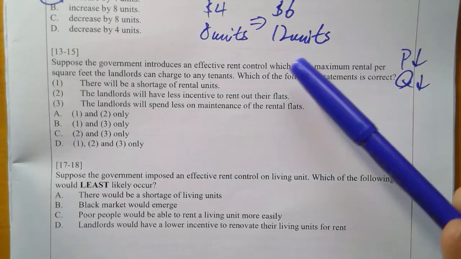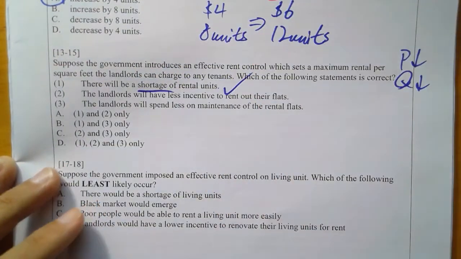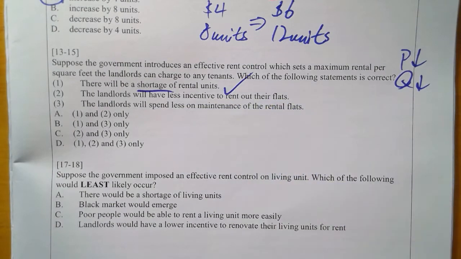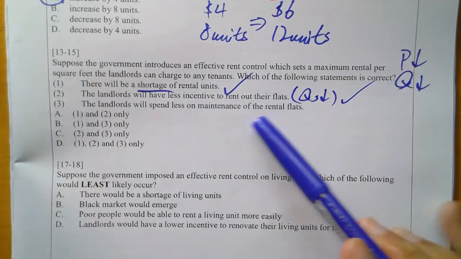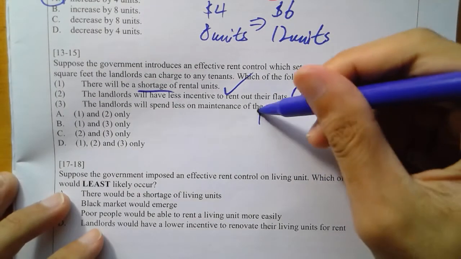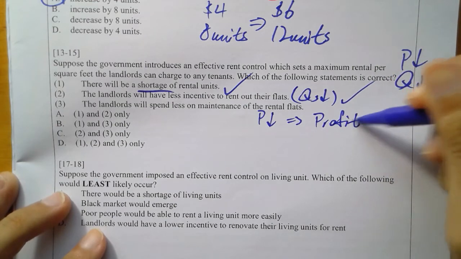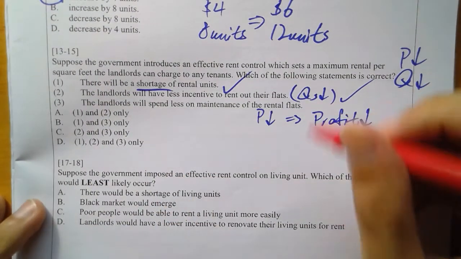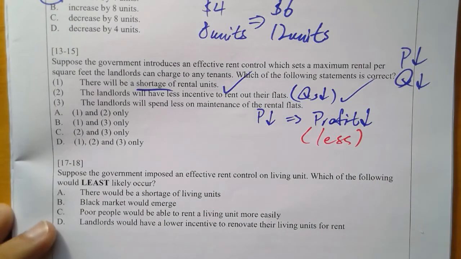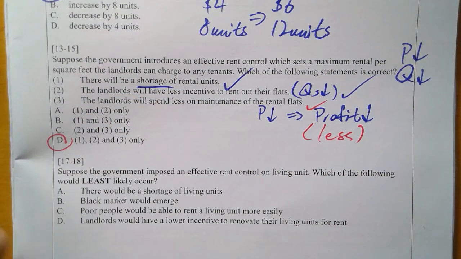Now first of all, remember with effective rent control, there will be a shortage. Now second, less incentive to rent out their flats, meaning QS falls. Of course, right? Lower the price, lower the QS. Of course, this is also right. Now finally, spend less on maintenance? Think about it. Lower the price, meaning you will have lower profit potential. Now you make less profit. Would you spend more or spend less on maintenance? Of course, you spend less, right? So this is also true. The rent is so cheap, I certainly won't renovate it so nicely for you. So 1, 2, 3 is the answer that we want.